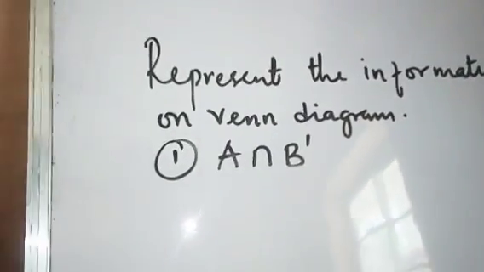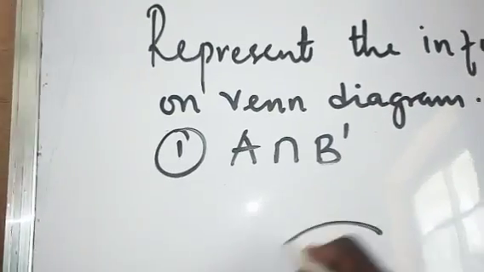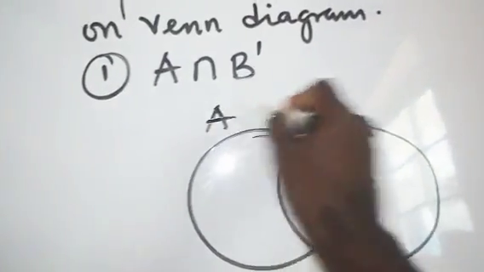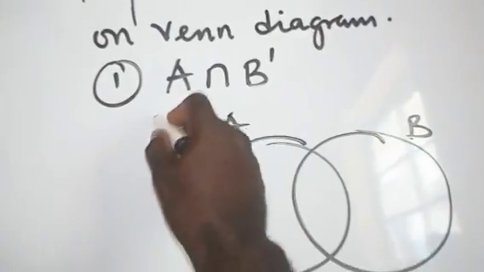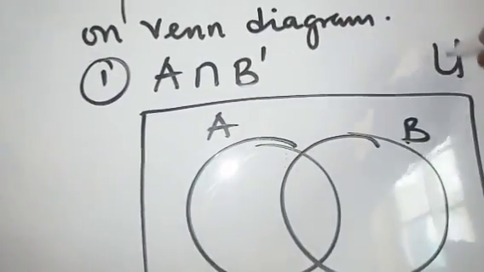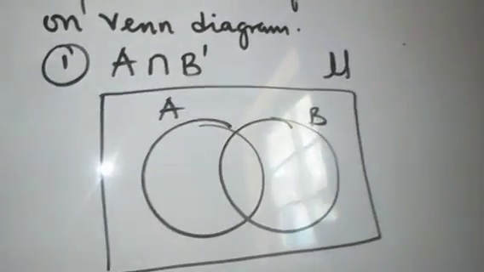A intersection B prime, how do we do that? You have to draw two circles, one for A, one for B. Then we enclose it with a border line and put our word universal. That is, they are all subsets of the universal set.